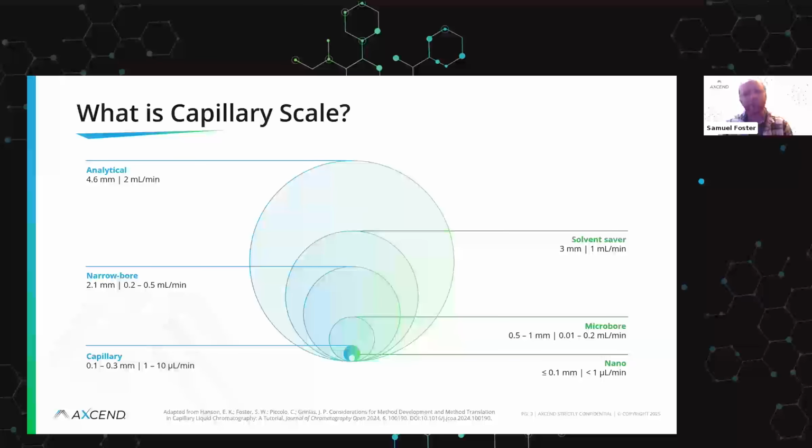Typically, we'd lump the 4.6 to 2.1 range together; in fact, there's actually some push now down into about the 1.5 millimeter inner diameter for a lot of these different columns. What we're going to be talking about specifically today, though, is capillary scale liquid chromatography, which is defined as having an inner diameter between 0.1 and 0.3 millimeters. Typically, it's run anywhere from 1 to 10 microliters a minute, so we're talking about a fairly significant order of magnitude reduction in scale. It's also going to have a lot of very interesting properties that we're going to get into, but that kind of sets the stage as to what we're talking about when we mention capillary scale.